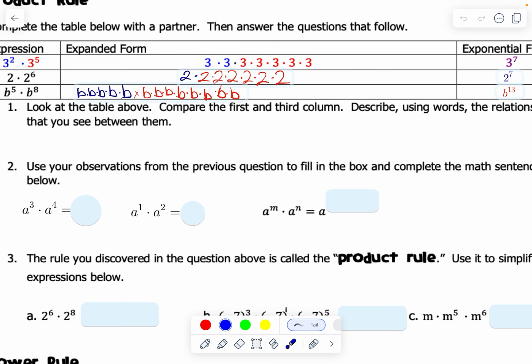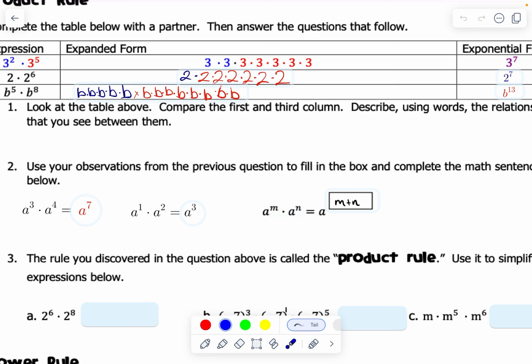So a to the 3rd times a to the 4th is a to the 7th. A to the 1st times a squared is a to the 3rd. A to the m times a to the n, well, there's a new one. It should be a to the m plus n. So as long as my bases are the same, like a, then all I'm doing is adding the exponents.